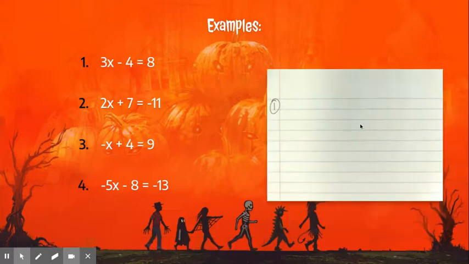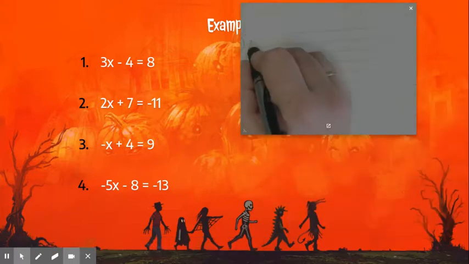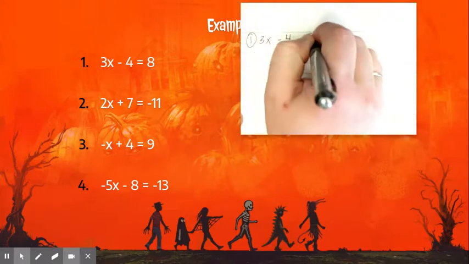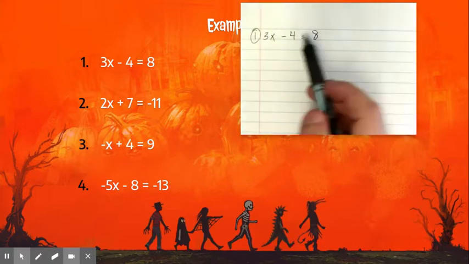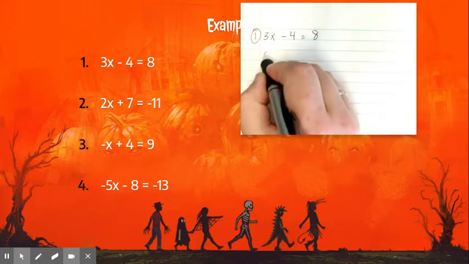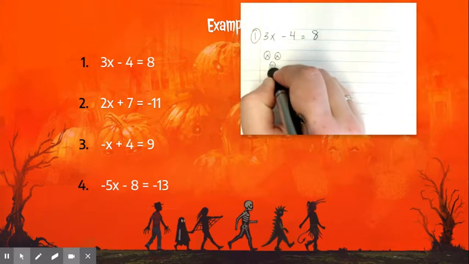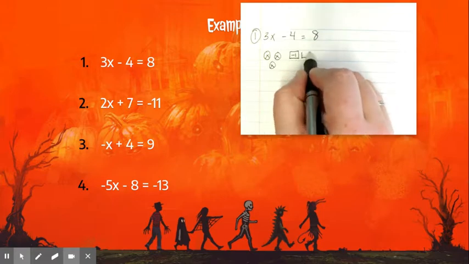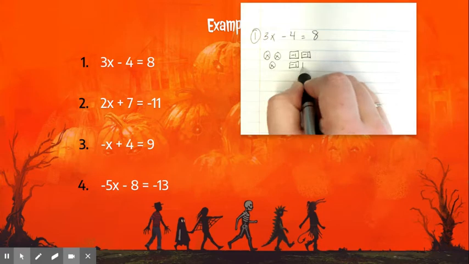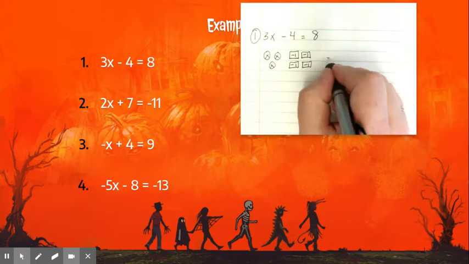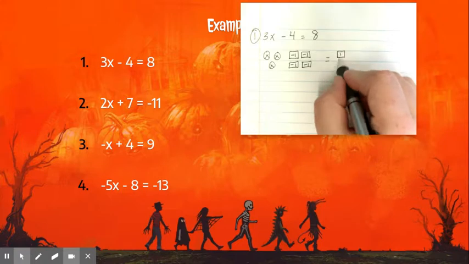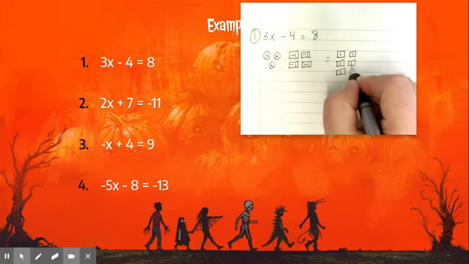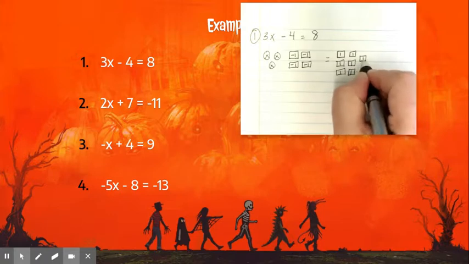Number 1, we're going to model 3x minus 4 equals 8. So I need 3 x's, negative 4 ones, and that equals 8 of these ones. 4, 5, 6, 7, 8.